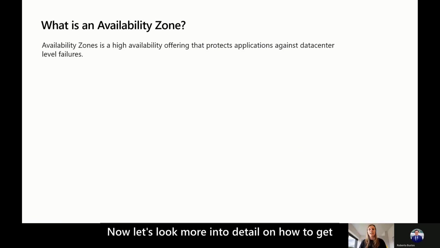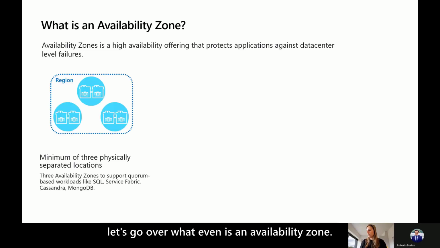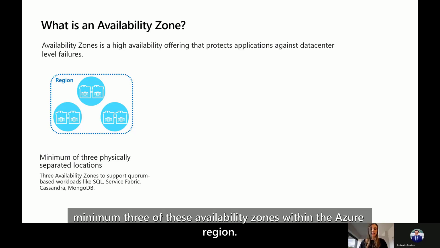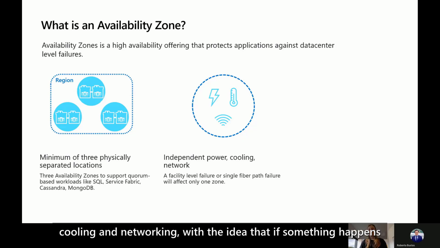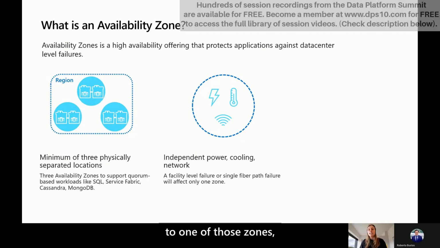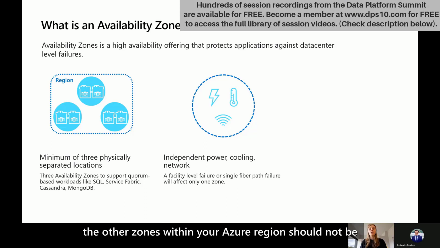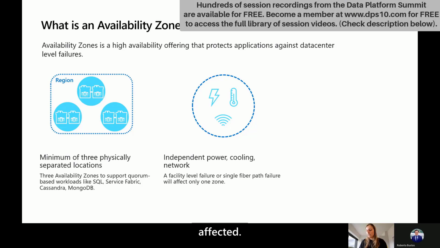Now let's look more into detail on how to get an even further layer of high availability and disaster recovery by using availability zones. As a starting point, let's go over what an availability zone even is. An availability zone is a physically separate location within an Azure region. Each Azure region that has availability zones has at minimum 3 of them. Each of these availability zones has independent power, cooling, and networking, with the idea that if something happens to one of the zones, the other zones within your Azure region should not be affected.